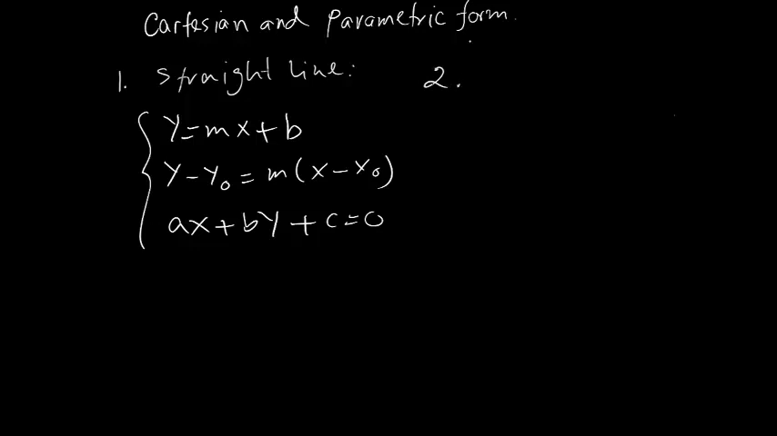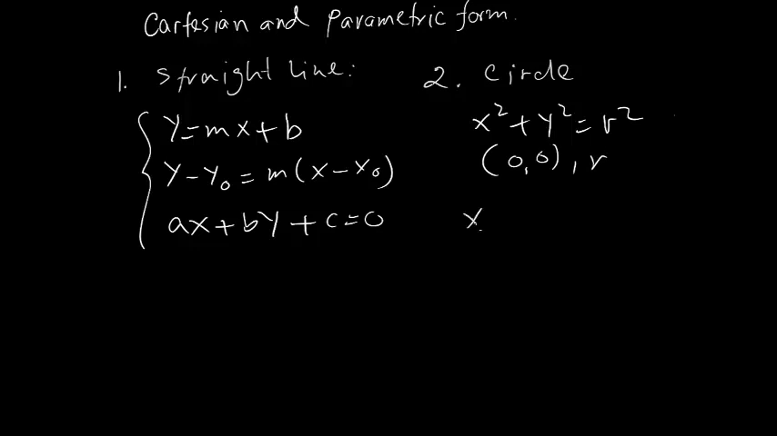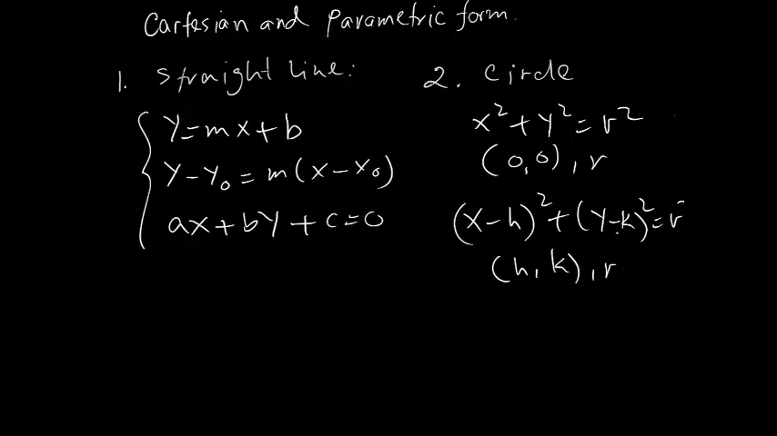Second one, the circle, you have seen already. The circle form will be like x squared plus y squared equals r squared. So the center will be at 0, 0 and radius is r. Then you can have x minus h squared plus y minus k squared equals r squared. In this case, center will be h, k and radius is r.